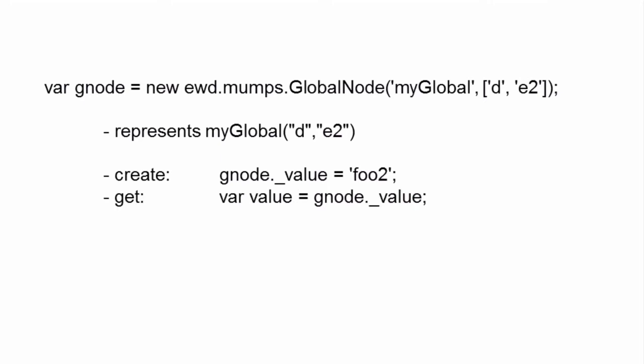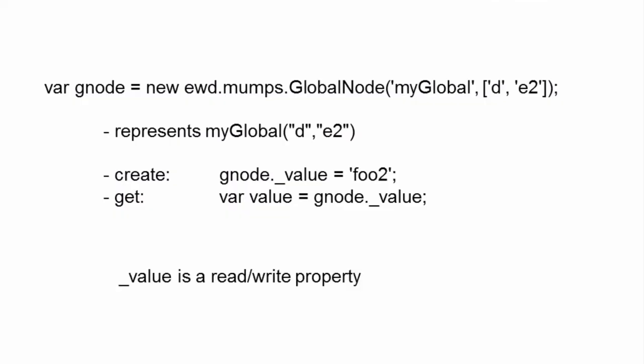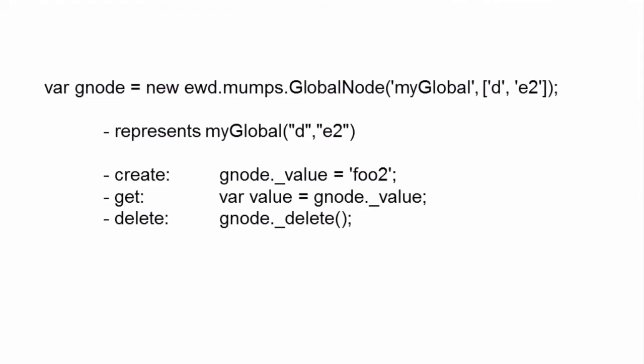To get or retrieve the value of a global node object, we can just use the value property like this. So you can see that the value property is actually a read-write property. I hope you'd agree that this greatly simplifies the syntax and makes it much more intuitive than the explicit cache.node's get and set functions. To delete the global node, you invoke its delete method. Of course, if you do so, any subnodes below this global node will also be deleted as a result, just as we already explained in an earlier lecture in this course.